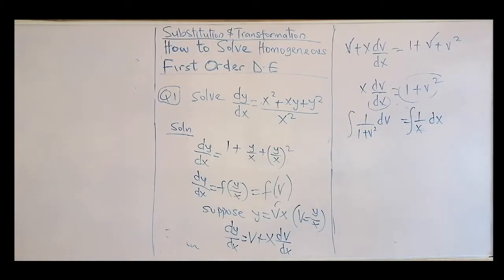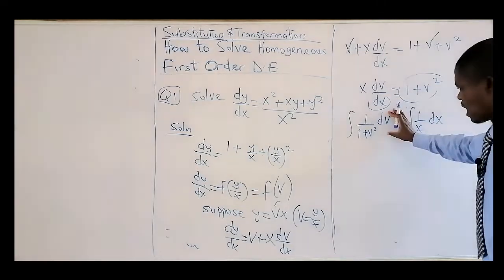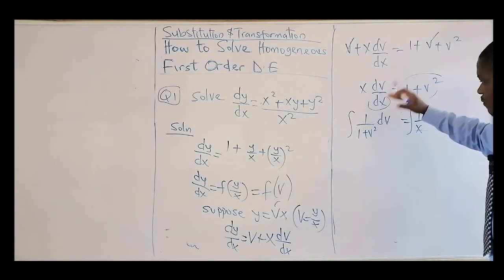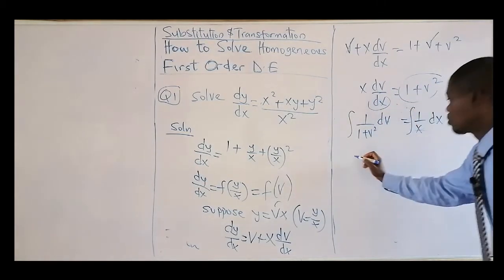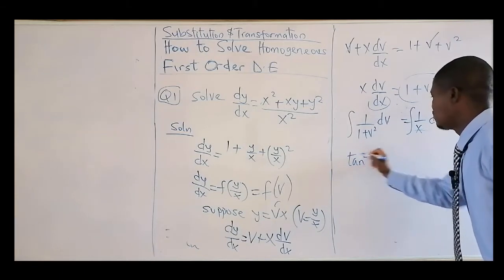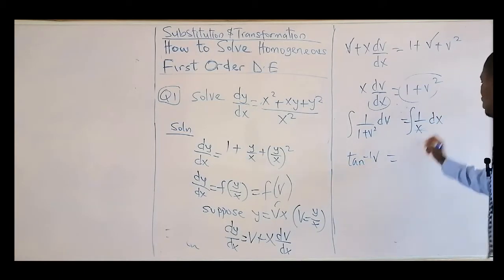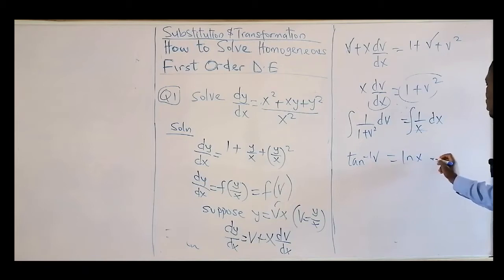Okay, and if you integrate both sides, we know that the integral of 1 over 1 plus v squared will give us arctan v, equal to ln x, and then plus the constant of integration. So what next now?